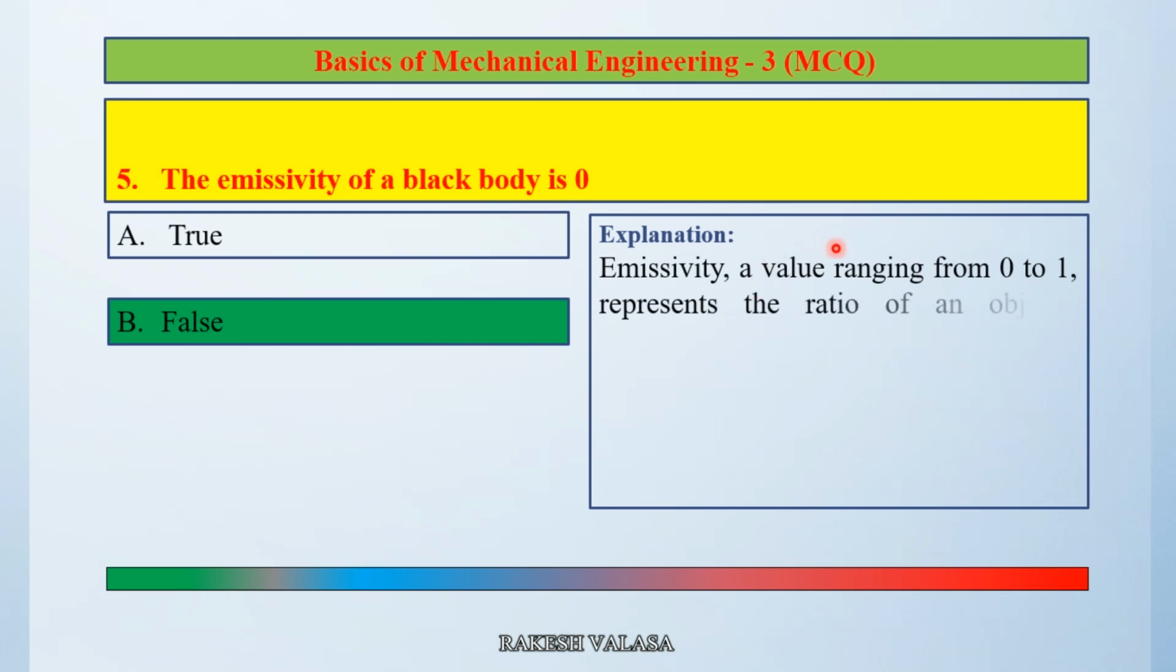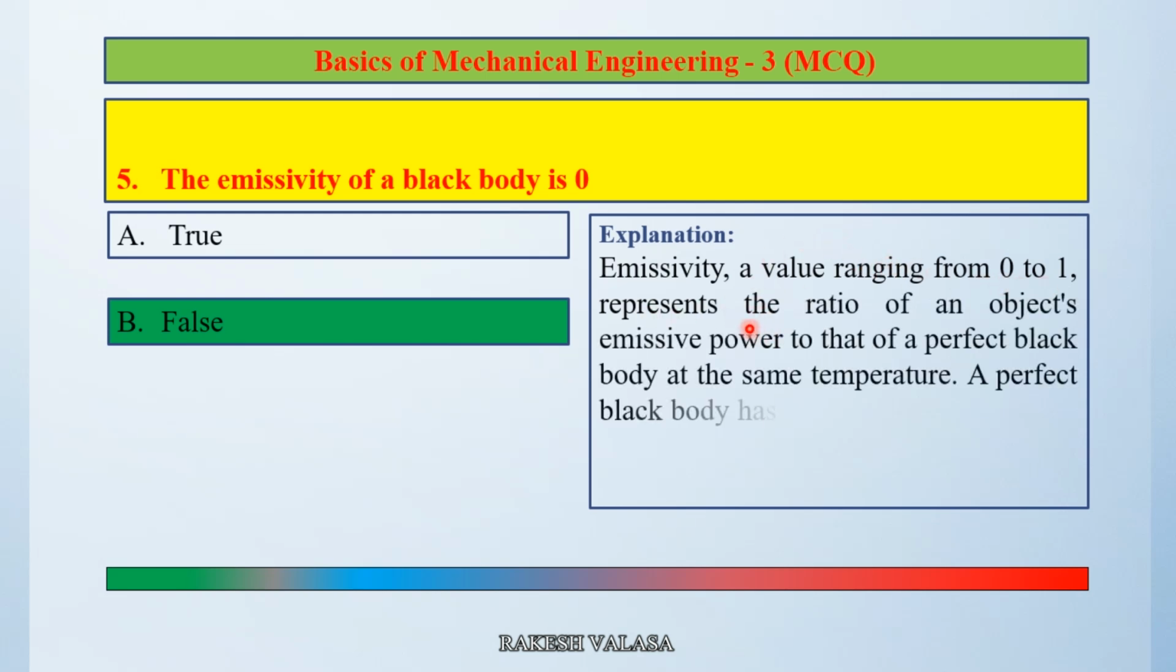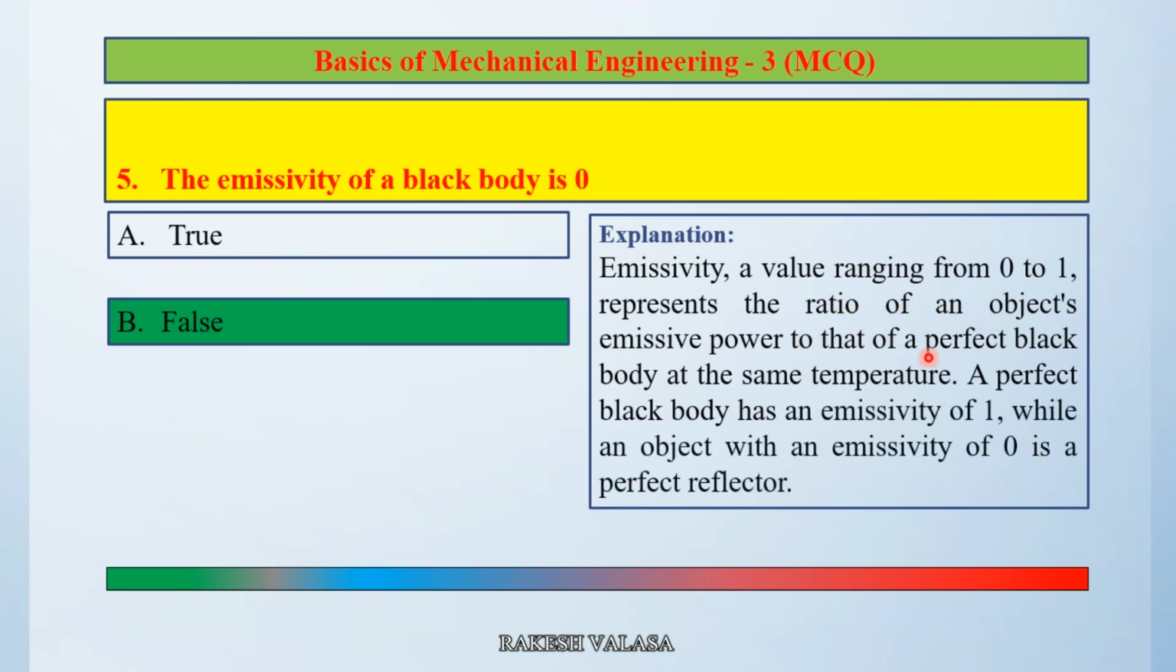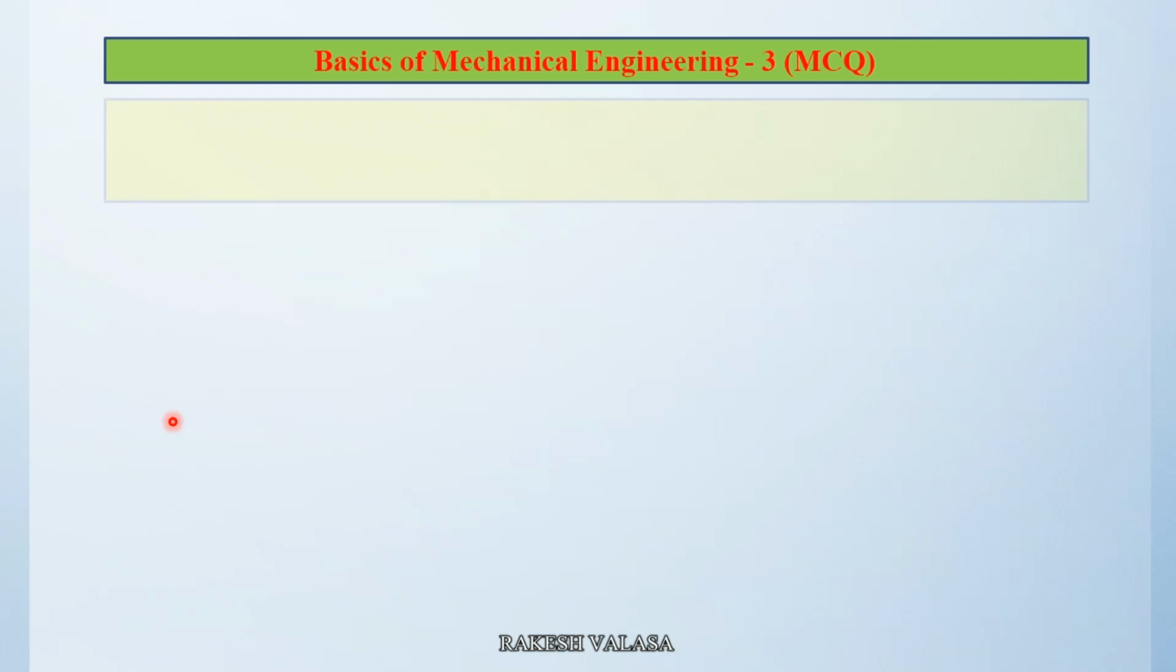Emissivity, a value ranging from 0 to 1, represents the ratio of an object's emissive power to that of a perfect black body at the same temperature. A perfect black body has an emissivity of 1, while an object with an emissivity of 0 is a perfect reflector. So the correct answer is option B, false.